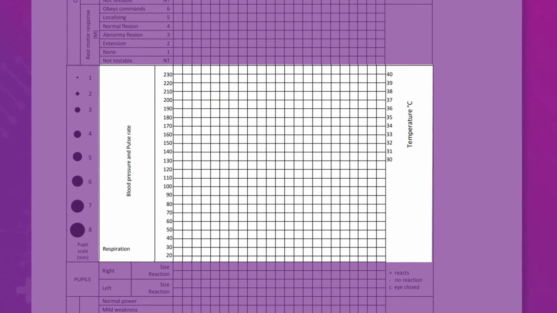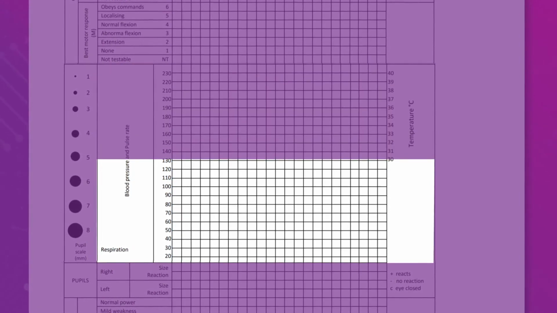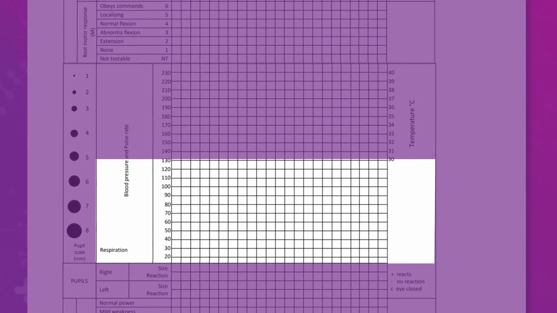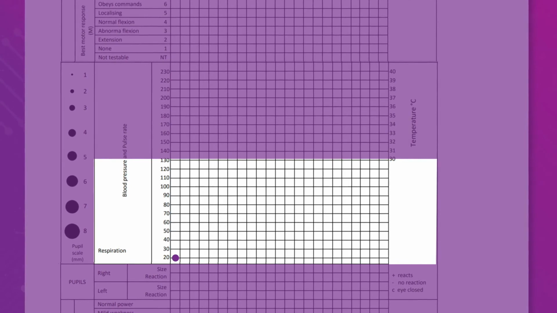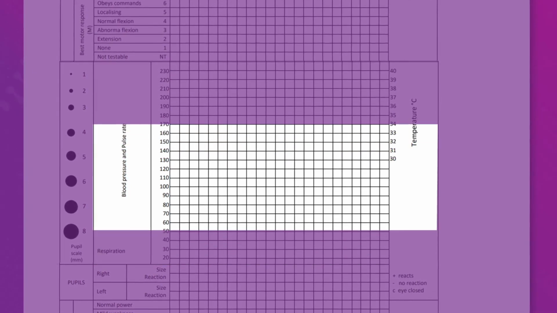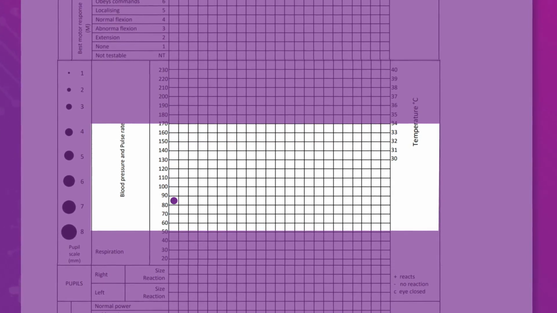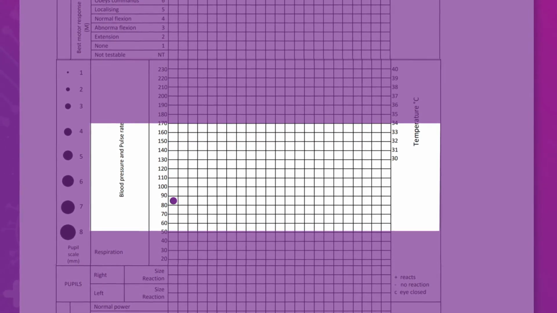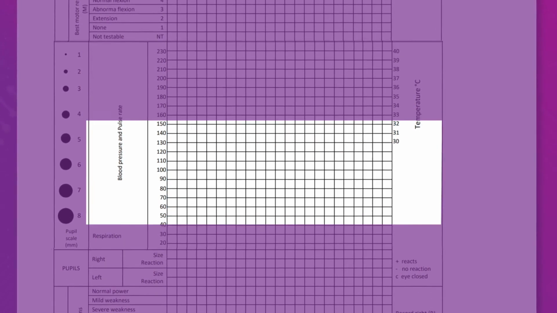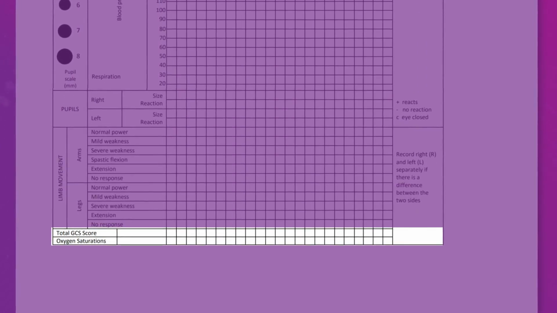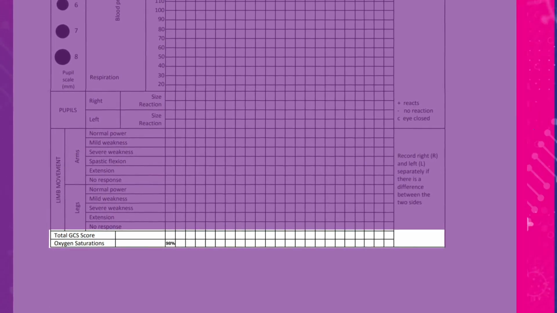Respirations are marked by doing the same at the lower end of the chart. So, for example, respirations of 20 per minute would be marked like this. Pulse is also recorded with a dot on the left-hand side of the chart. So, for example, a pulse rate of 83 would be shown like this. Oxygen saturations are written as a percentage at the very bottom of the chart.